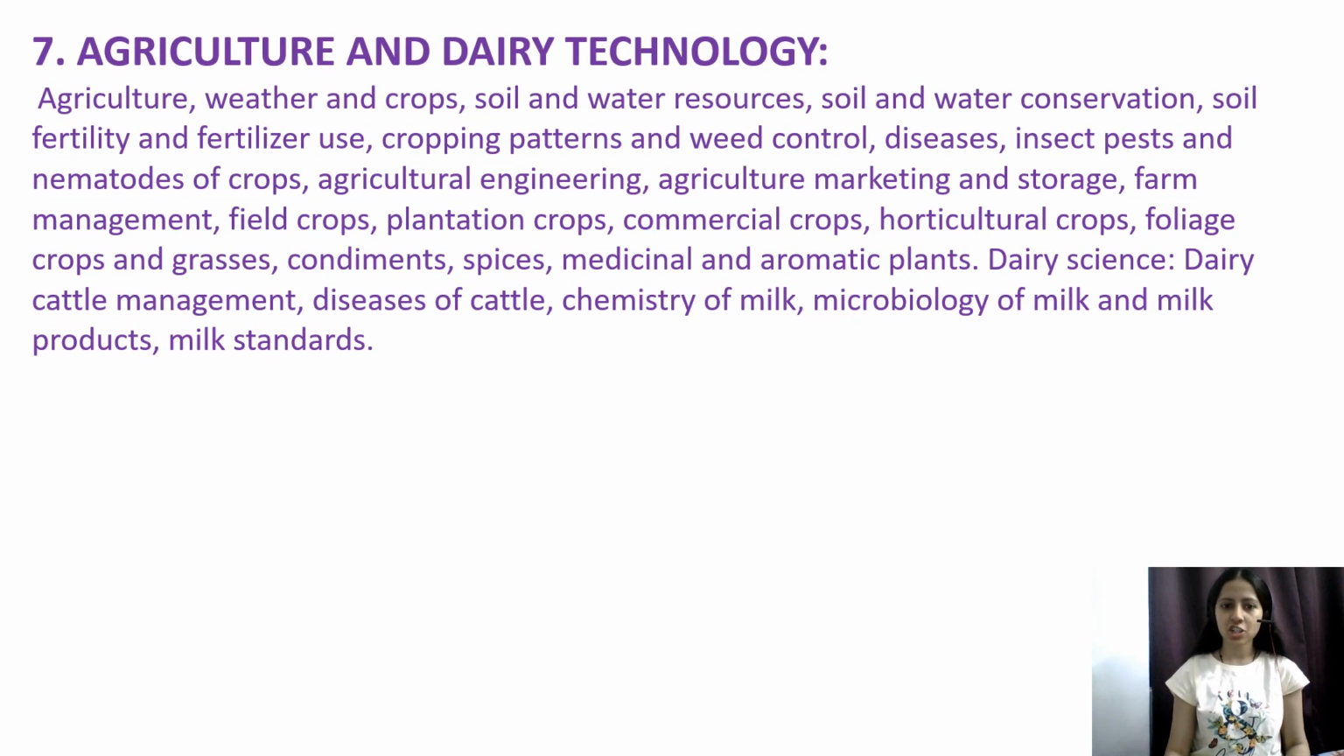In agriculture, weather, crops, soil, water sources, soil and water conservation methods, soil fertility and fertilizers. What are the types of fertilizers, the basic ones that are used, then the cropping patterns, weed control methods, then diseases caused by them, insects, pests and nematodes of crops, agricultural engineering, agriculture marketing and storage, farm management, field crops, plantation crops, commercial crops, horticultural crops.